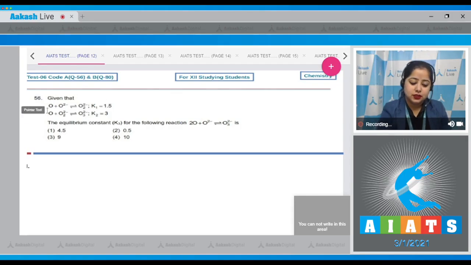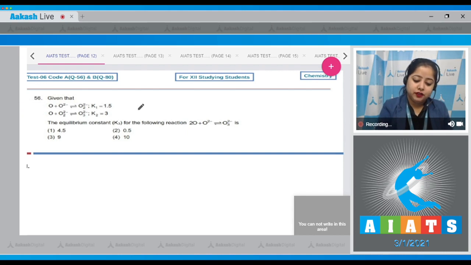56. Let's read it. Given that O plus O2 minus gives O2 2 minus, the equilibrium constant for the given reaction is 1.5. Moving to next, O plus O2 2 minus gives O3 2 minus, and the equilibrium constant for this reaction is 3. The equilibrium constant K3 for the following reaction, that is 2O plus O2 minus gives O3 2 minus, is.